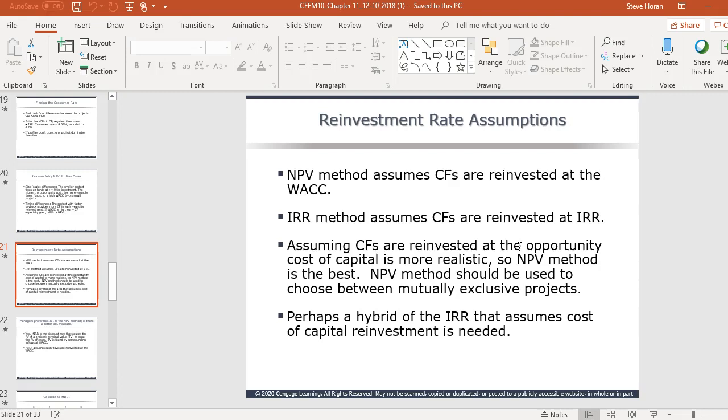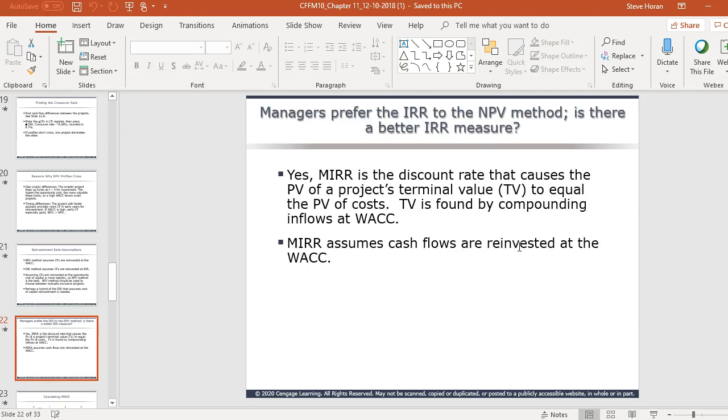So IRR actually has a hybrid version that might be just a little bit more accurate. It's called MIRR, Modified Internal Rate of Return, which is a little bit better measurement than just straight IRR. And the difference is MIRR assumes that cash flows are reinvested at the WACC. That's the big difference between the two.